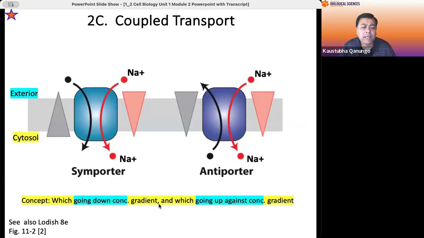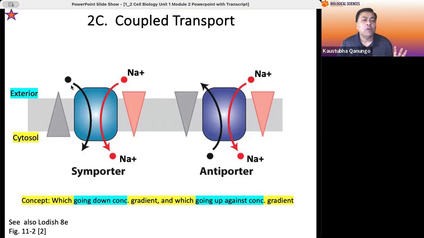So what happens in a symporter? Both of the molecules are moving in the same direction. One is moving down the concentration gradient and one is moving up the concentration gradient. A classic example is sodium and glucose. Sodium goes down the concentration gradient, and then glucose is actually pulled along.